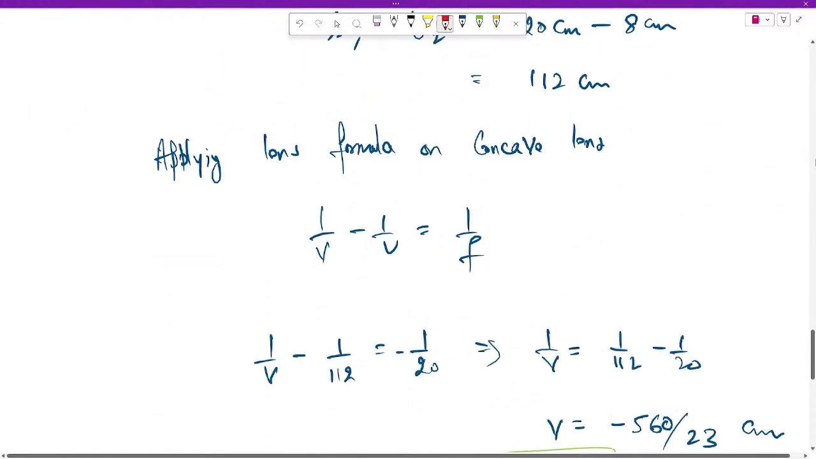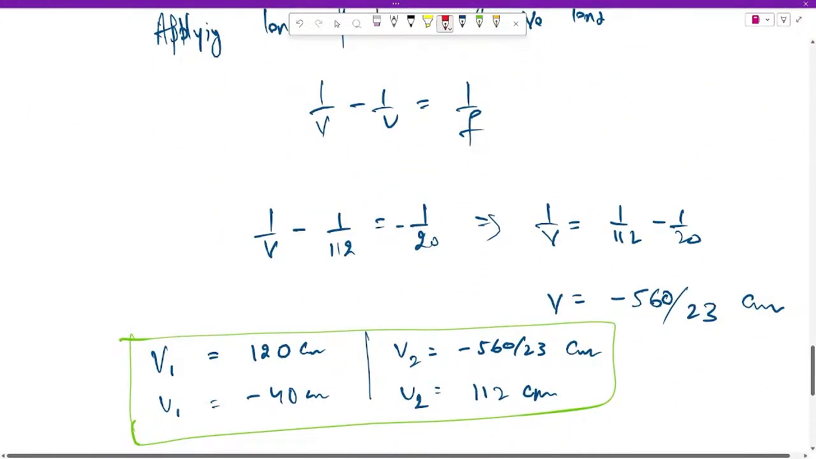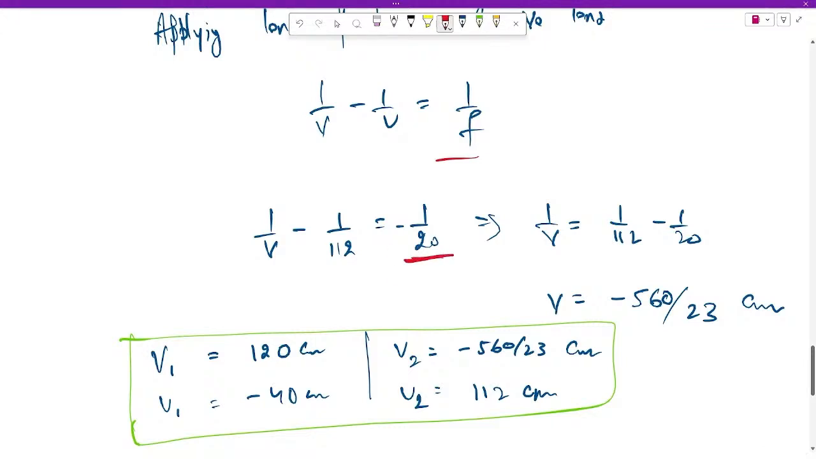Now applying the lens law over here, 1/v minus 1/u equals 1/f. Here f is negative because it is a concave lens, and 1/v minus 1/112 would be equal to minus 1/20. So solving this for v, we will get a value of v as minus 560/23 centimeter. That is, the position of image is on the left hand side of this concave lens, at minus 560/23 centimeter.